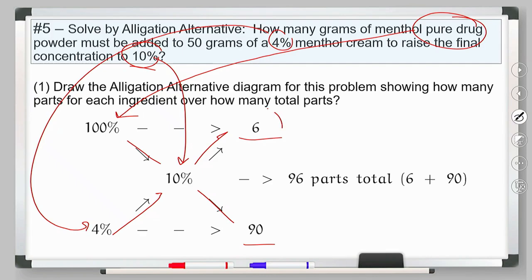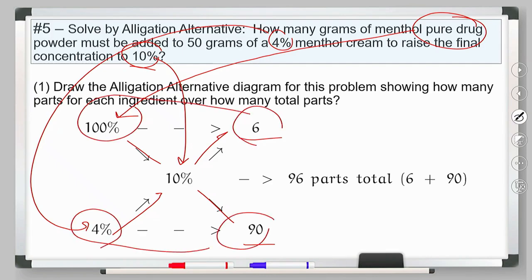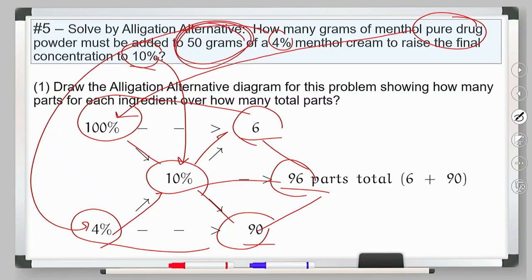All right, 6 parts of pure drug powder, 90 parts of my 4% cream, which means that when I add those two together, I get 96 parts of my final mixture. So I've got parts and quantities and concentrations. So now the only trick is what quantity do I know? And I would argue we only know one quantity, but we do know 50 grams of the 4%. So I have the quantity that goes with those parts.